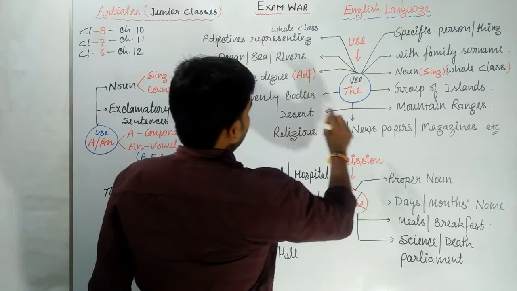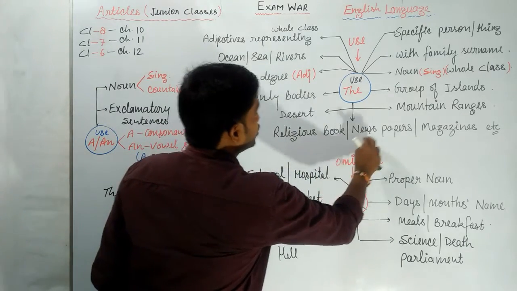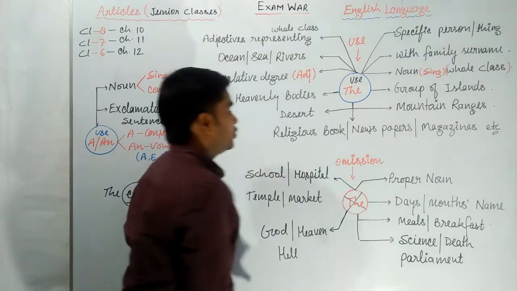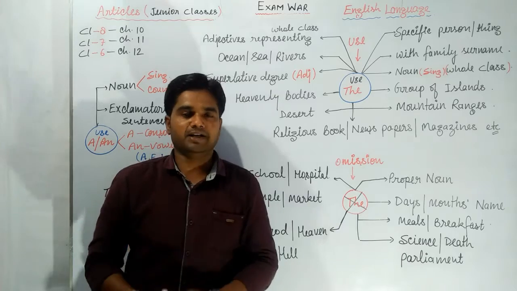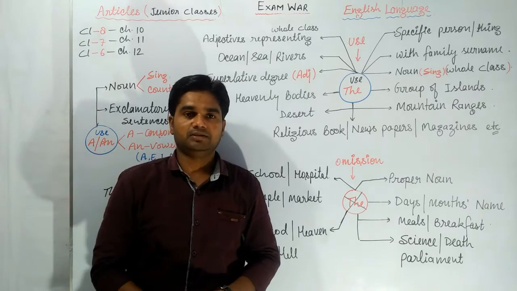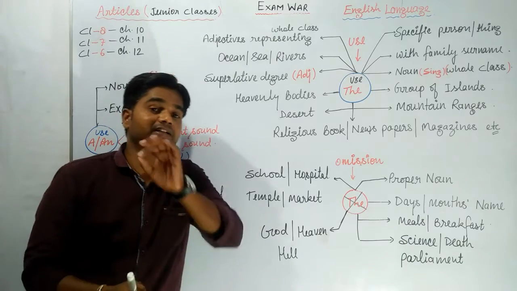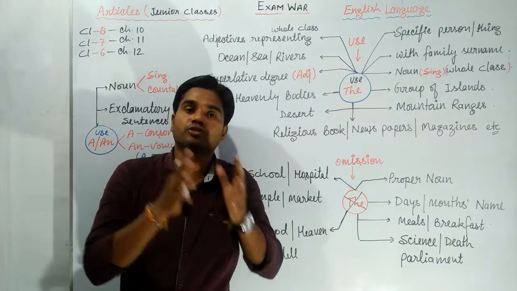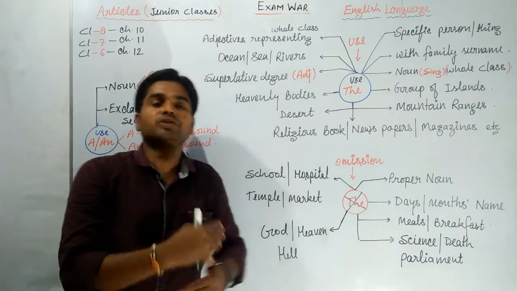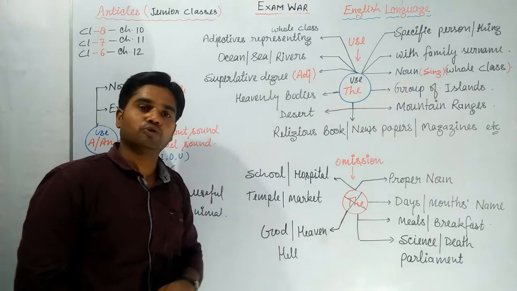Next point. Before religious books, newspapers or magazines, we use article the. First, religious books. For example, the Ramayana, the Mahabharata, the Quran, the Bible, the Guru Granth Sahib, the Gita. All these books are religious. The Paradise Lost. That's why we use article the before such books.